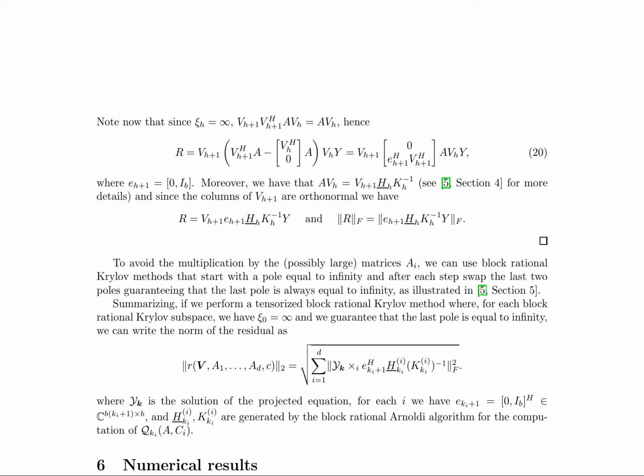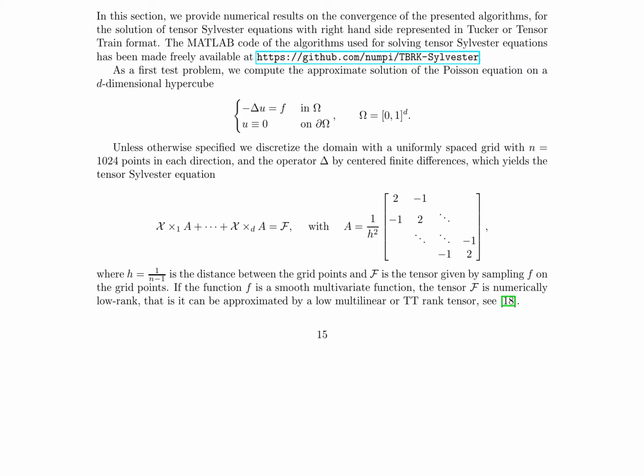The authors present a tensorized block rational Krylov method for solving tensor Sylvester equations. They derive an expression for the norm of the residual, which involves the solution of a projected equation and the computation of certain matrices and tensors. The authors then provide numerical results for the convergence of the presented algorithms, using the MATLAB code made available on GitHub.